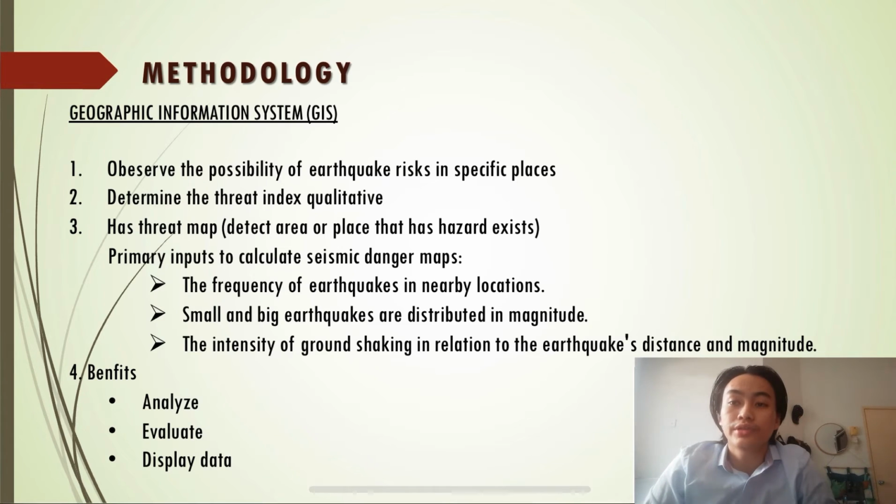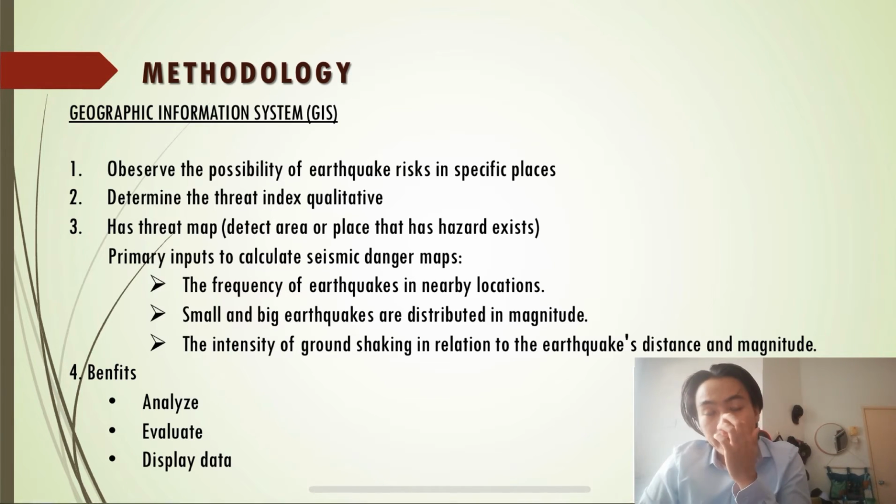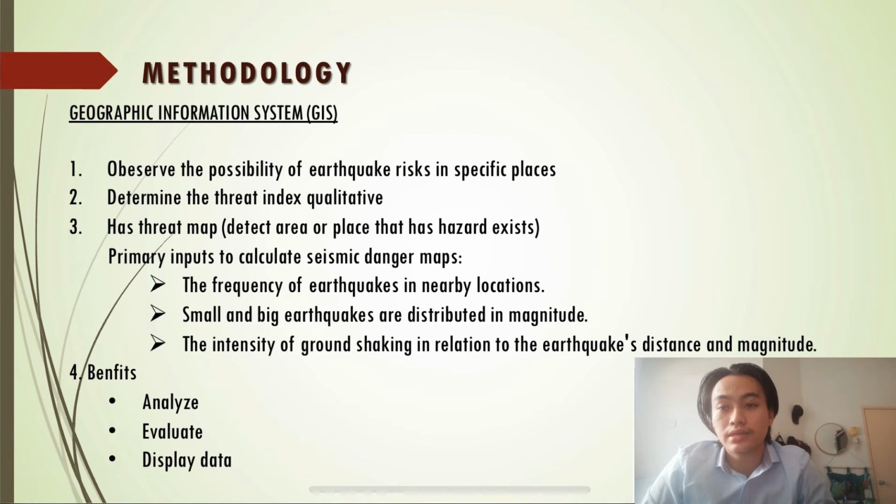GIS has a treatment that can detect the area or place where a hazard exists. It has three primary inputs to conclude seismic danger maps. The first one is the frequency of earthquakes in nearby locations. The second one is how small and big earthquakes are distributed in magnitude. The third one is the intensity of ground shaking in relation to the earthquake's distance and magnitude.